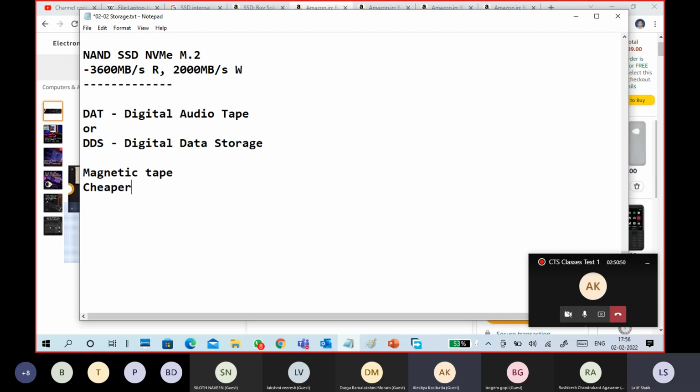It is cheaper. Okay, it is cheaper than hard disk. Mainly used for backup storage. When you take a backup, where will you store the backup? You can store it in hard disk and all, but this device is very cheap. You can store it.